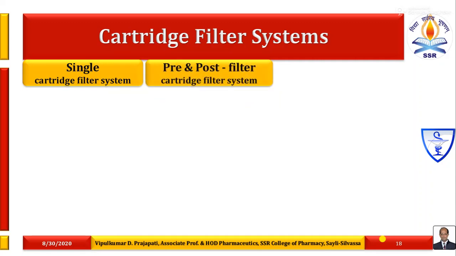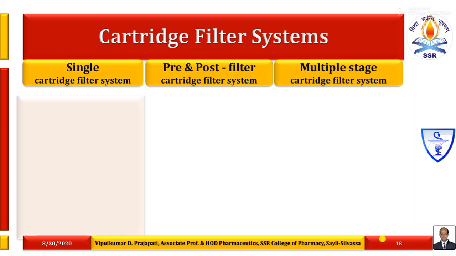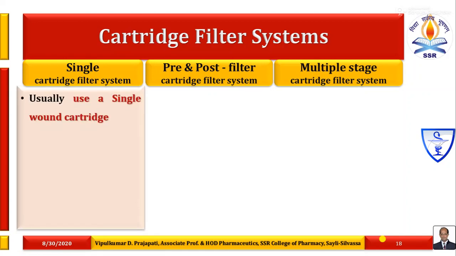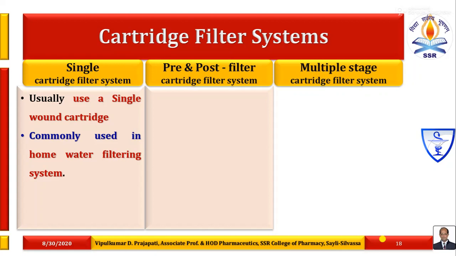Next, the cartridge filter systems may be single cartridge filter systems, pre and post filter cartridge filter systems, and multiple stage cartridge filter systems are also available. In a single cartridge filter system, as you know very well, usually a single wound cartridge is used, commonly in home water filtering systems.